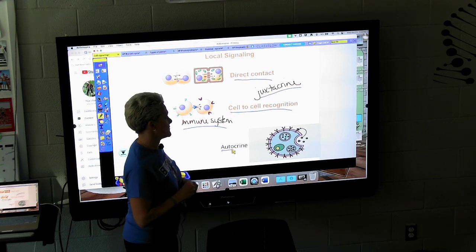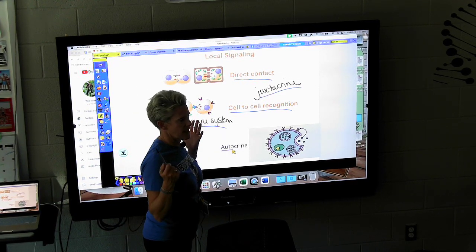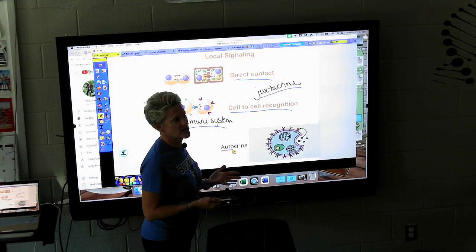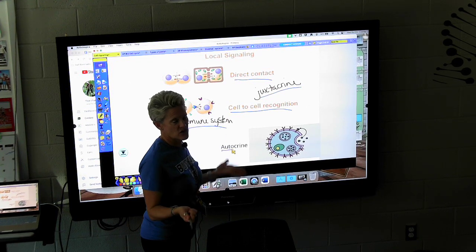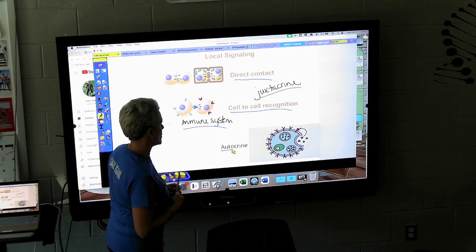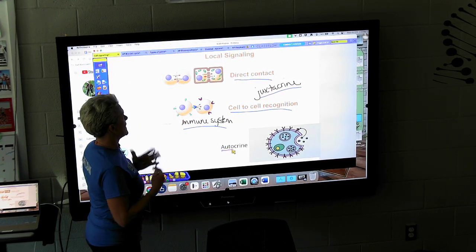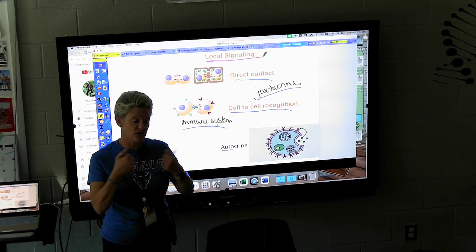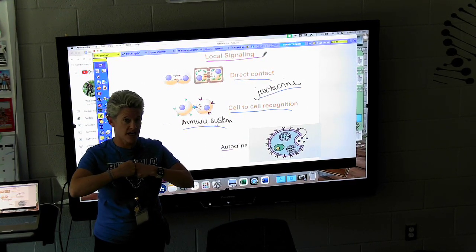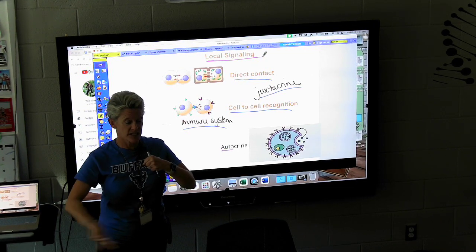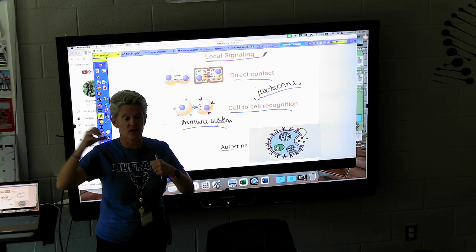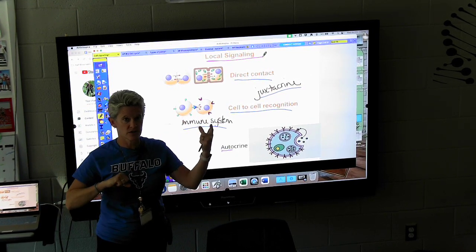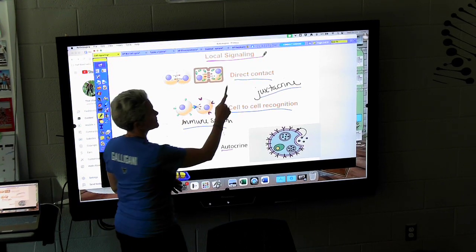So it may release a chemical, and it attaches to a receptor on the cell membrane of the same cell, and it causes a reaction. Okay, pretty simple, autocrine. And then we get to local signaling. Local signaling means that cells are either touching or in close contact with one another. So it's not the same cell, but it's going to signal another cell that's either touching it or in close contact.